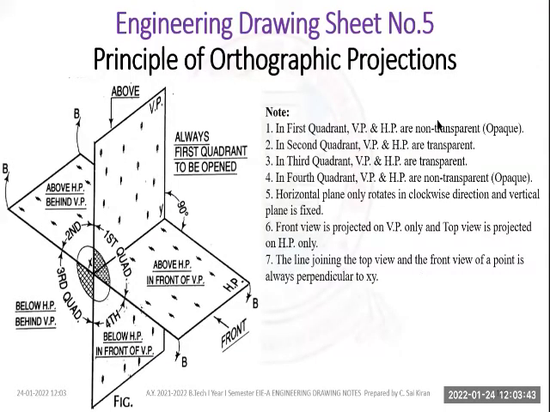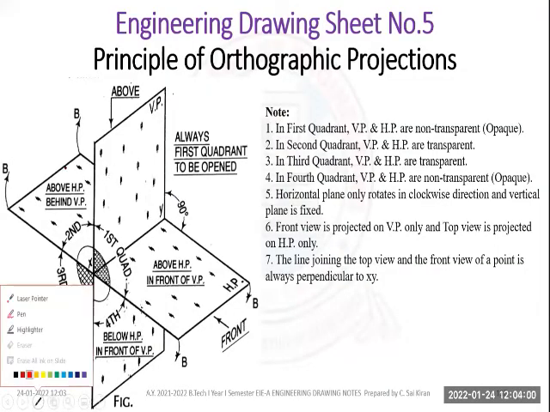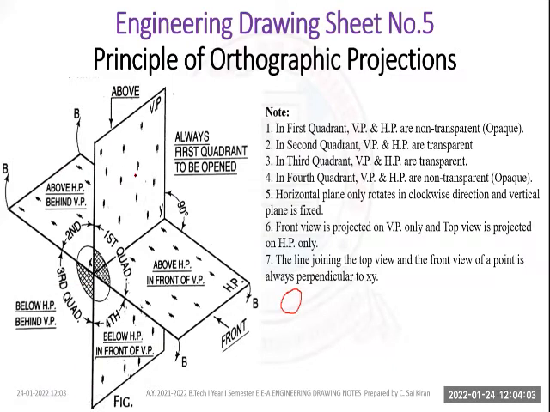A line joining the top view and front view is always perpendicular, called XY. In the first quadrant, VP and HP are non-transparent, so you can see the shadow here. In the second quadrant, the observer will be here. In order to see the object, both planes should be transparent: the vertical plane and the horizontal plane. In the third quadrant, both HP and VP are transparent in order to see the object. In the fourth quadrant, both are non-transparent.